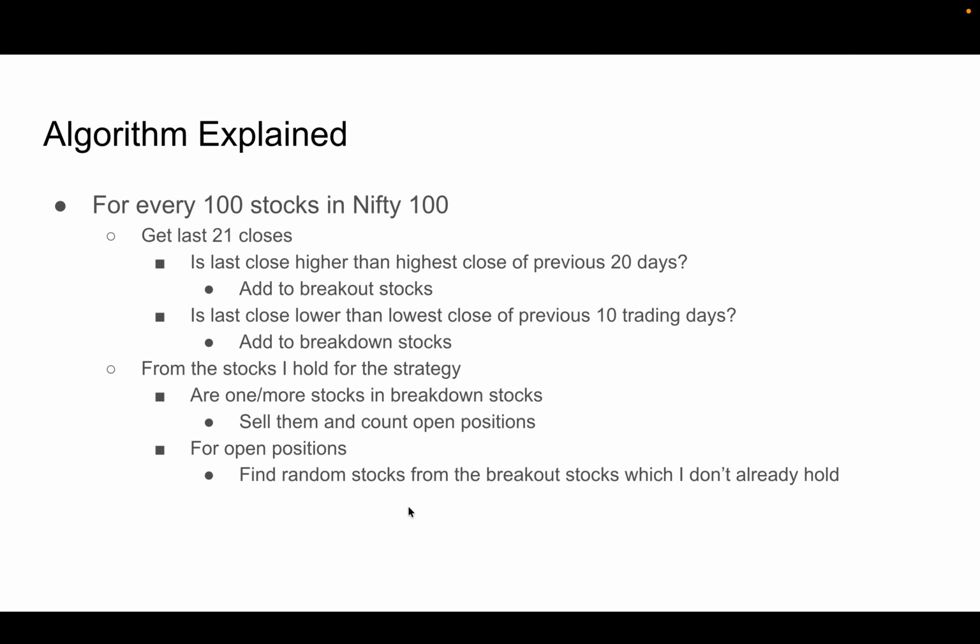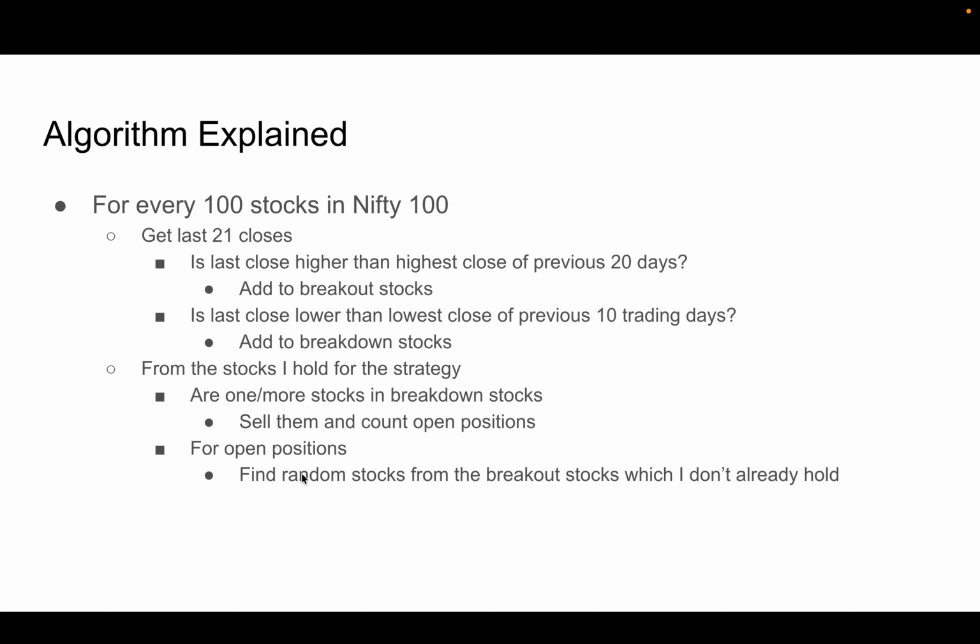So I choose randomly because if I have 3 positions open and you have only one stock, it doesn't matter. You go ahead and buy it. If I have 3 stocks and I have 3 breakout stocks, still doesn't matter. You go and buy the 3 breakout stocks. But if I have only 3 and there are 10 stocks that have broken out, in that case I need to choose. And as I said in my previous videos, I choose randomness.